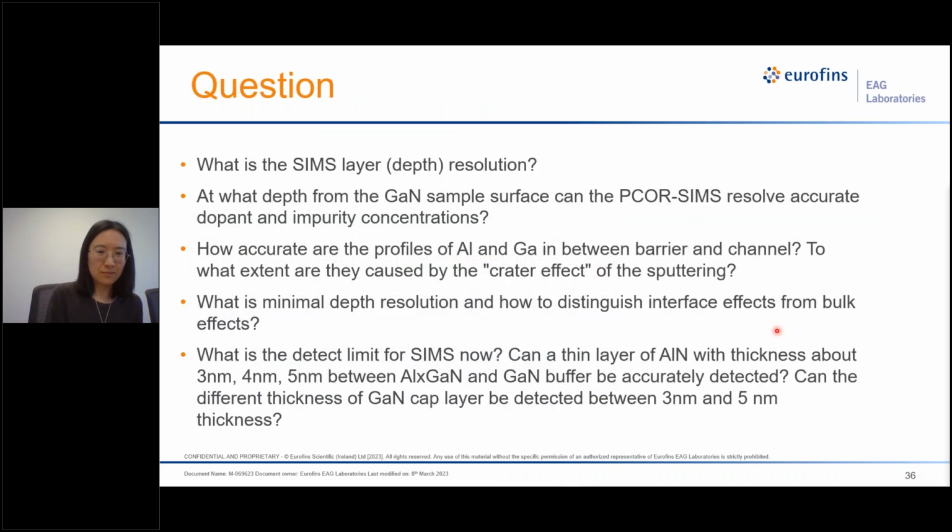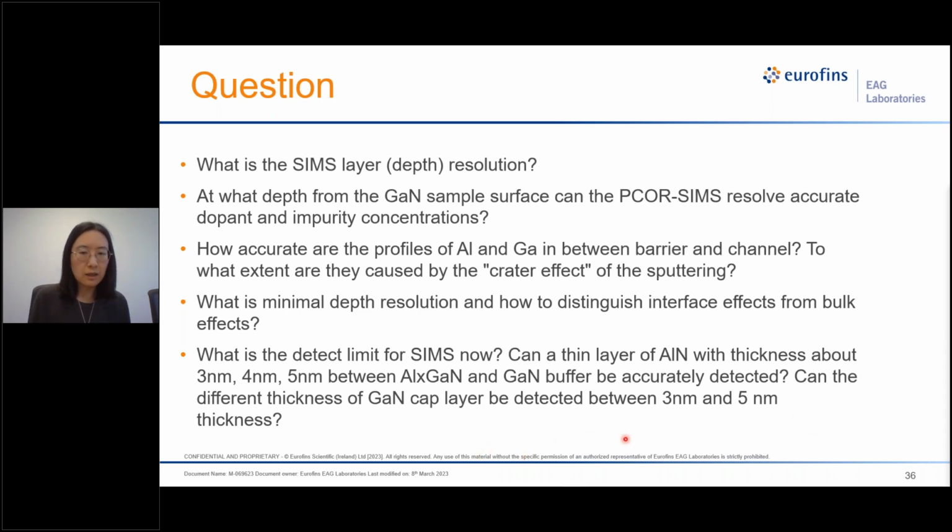All right, next. There's a whole bunch of questions related to layer resolution. From what depth can we resolve accurately the dopant and impurity concentrations? How accurate are the profiles of the aluminum and gallium between the barrier and channel? To what extent are they caused by crater effect? What is the minimal depth resolution, distinguishing surface effects and bulk effects? I just answered the detection limit, but there was also, can a thin layer of aluminum nitride be accurately detected? And can the different thicknesses of GaN cap layers be detected?